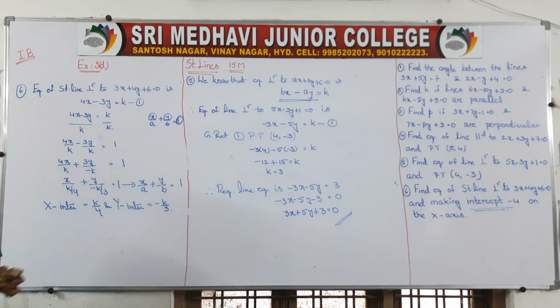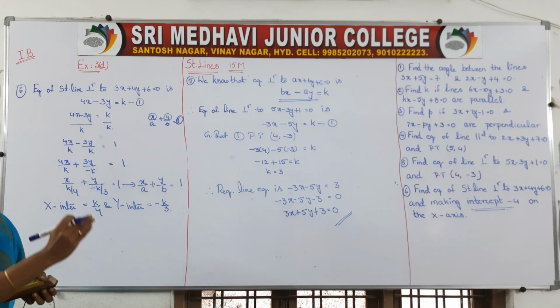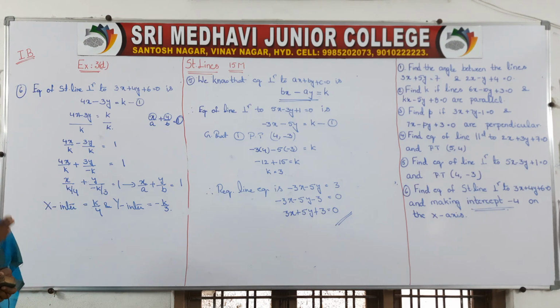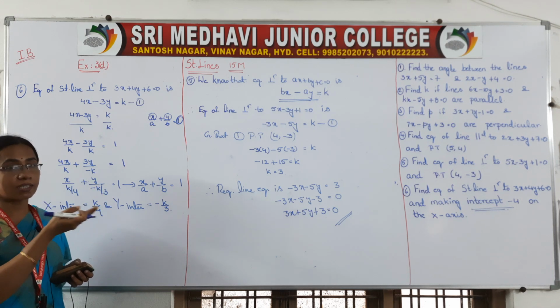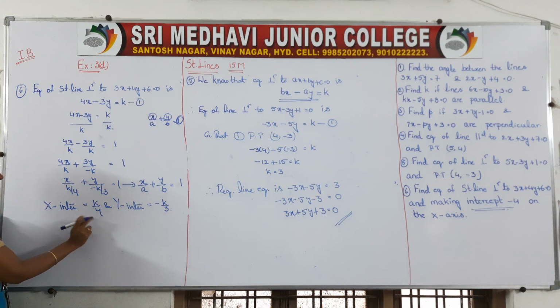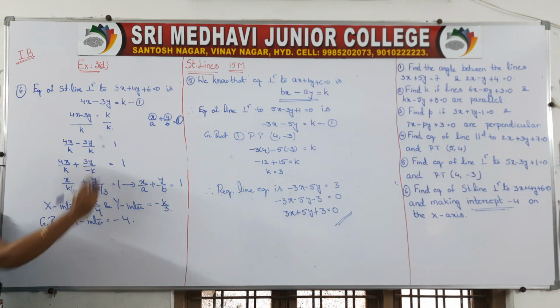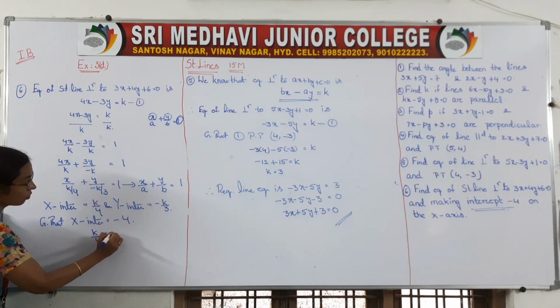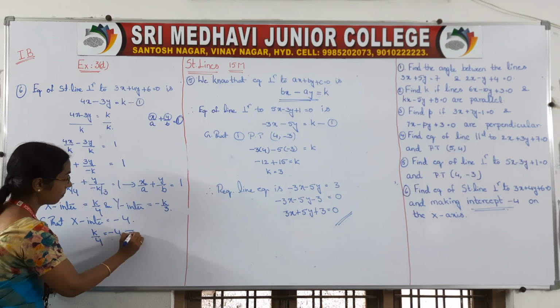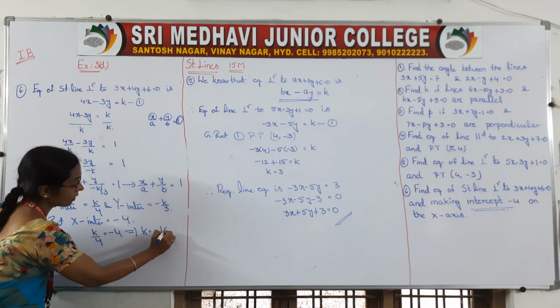What is the information given to us in the question? It makes an intercept of minus 4 on the x-axis. That means its x-intercept is minus 4. It cuts the x-axis at distance minus 4. So the given information is x-intercept is equal to minus 4. The x-intercept we got as k by 4. So k by 4 is equal to minus 4, which implies k is equal to minus 16.